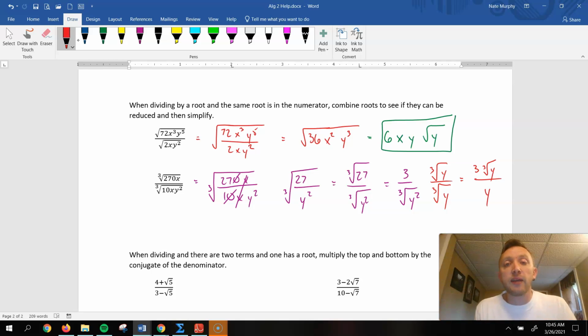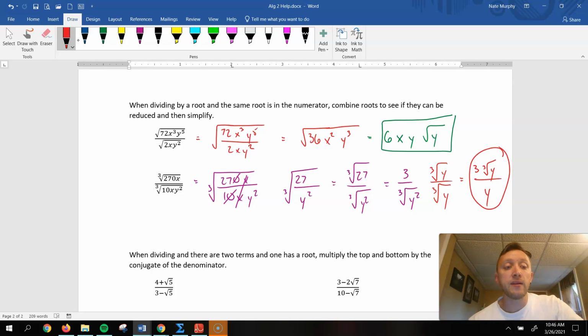So we'd have 3 times the cubed root of y over y. And then, like I said earlier, don't try to cancel out those y's, because that y in the denominator is not under a root. The y in the numerator is. It's trapped. You can't do anything with it. So this would be your final answer for that one.